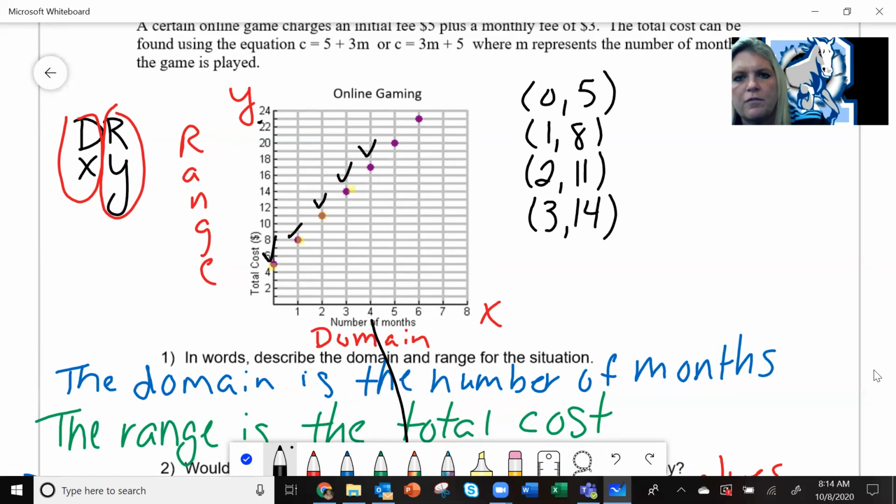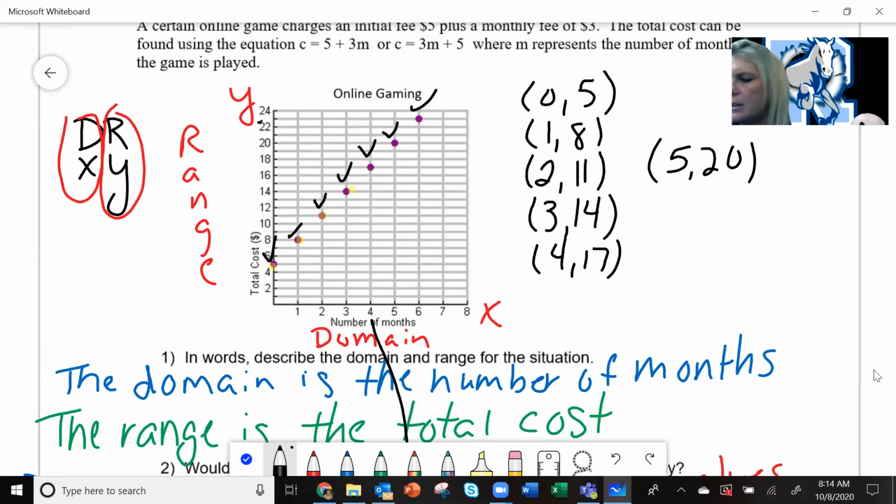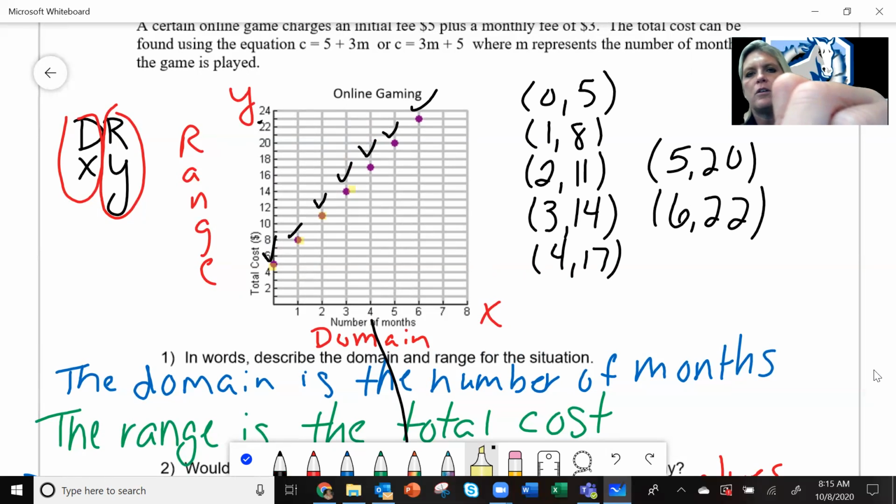The next one is 4 and 17. Then I have 5 and 20. And the last one on the graph is 6 and 22. Okay, so once we have our ordered pairs, now to find our domain, we are going to write our X values. Domain is all these X values right here.